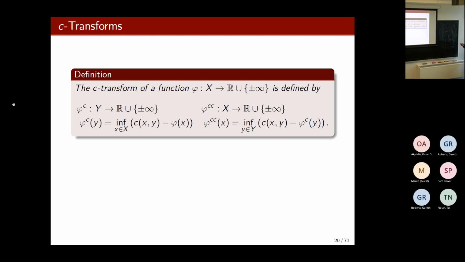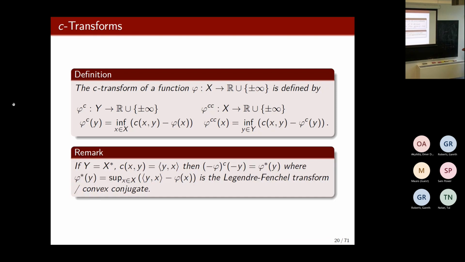And then the second C transform is essentially just doing this again, but now with phi^c instead of phi. So this is very similar to the convex conjugate, up to some minus signs which float around. In particular, if y is the dual space of x, and c(x, y) is just the inner product between y and x, then you take the C transform of minus phi, apply it to minus y, and you end up with the Legendre transform, or the convex conjugate, of phi at y. This is the usual thing: the supremum of the inner product of y and x minus phi of x. So they're very similar.